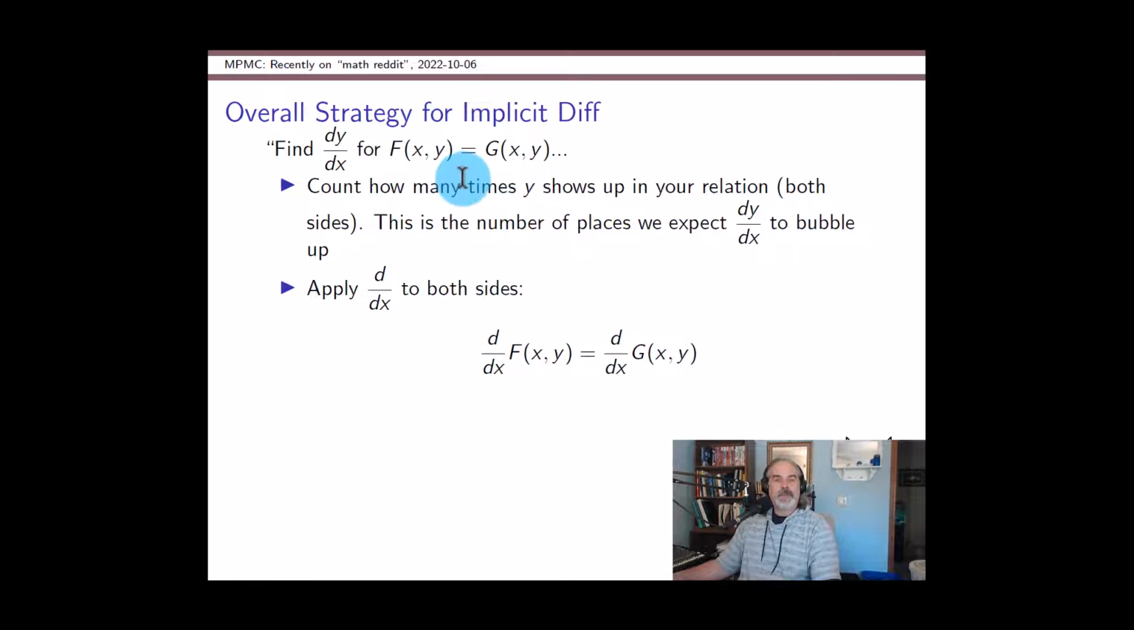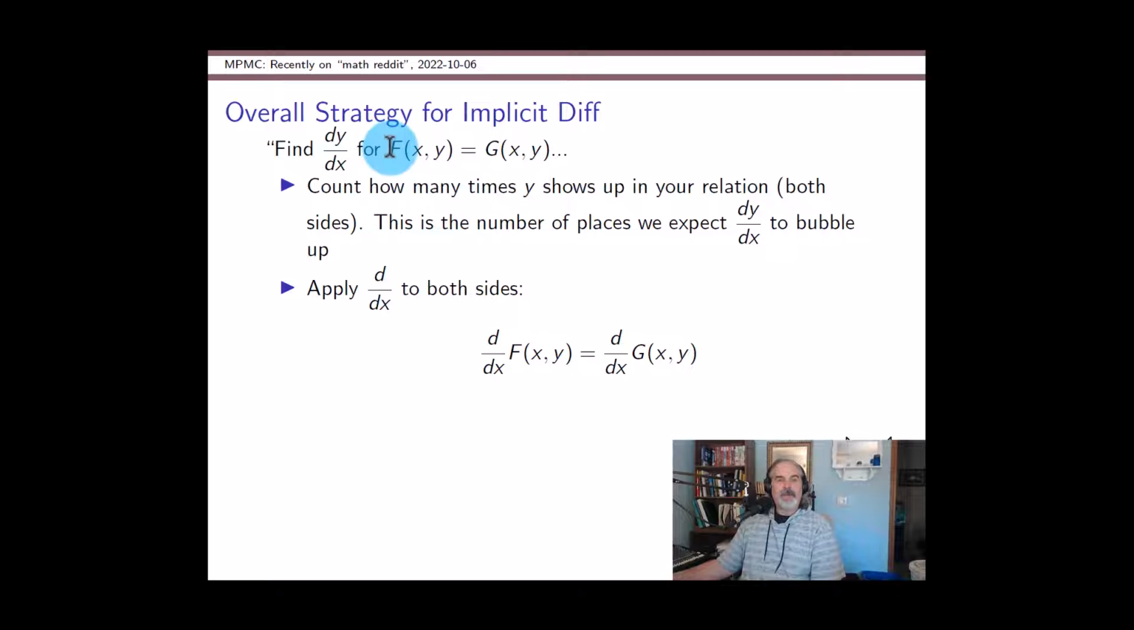Now, generally speaking, whatever your relationship is, count the y's. That's how many dy dx's you should expect to see. So if your functional relationship has maybe 3 y's peppered around in different places, and you take the derivative of both sides, you only come up with 2 dy dx's, something's wrong. Or if there's 4 y's altogether, but you come back with 5 dy dx's, something's wrong. So that gives you a little red flag as you're in progress with your solution.